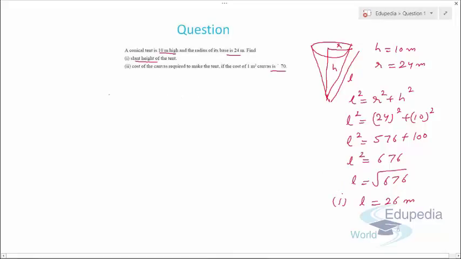Or we can write that slant height of the tent is 26 meter. Now the second part is we need to find the cost of canvas required to make a tent. Now when we make a tent, we require a canvas. So canvas will cover only the curved surface area part. So you have to be very careful which part is required, right? So this means first we need to find the curved surface area.